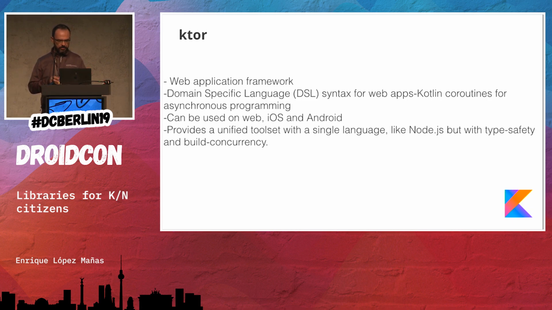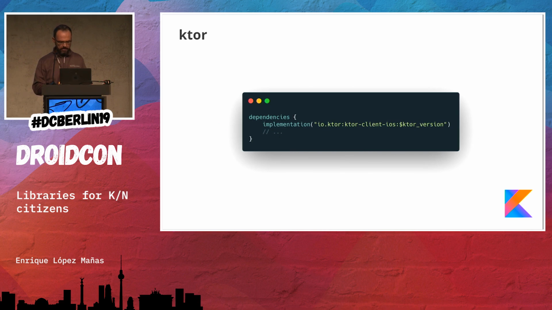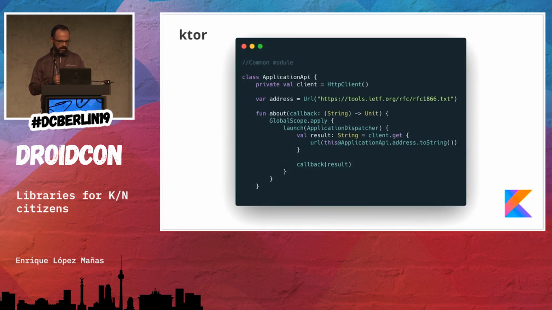And provides a unified toolset similar to Node.js, but with build concurrency and type safety. How would you start using it? You would need to include something like this on your build. And I actually see that there is a different one if you want to use iOS or Android. You just would need to change the package on the client module. And later on, you will have something like this.